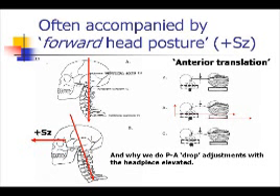It also explains why when we do P to A drop adjustments, which may be part of the format we need to take place to make curvature changes, we're going to do the drop with the head in posterior translation. That is, we're going to try to reverse the position of the skull when we're doing our adjusting.